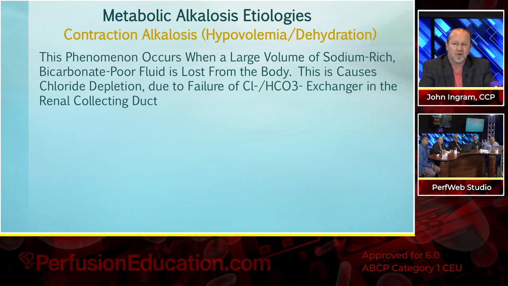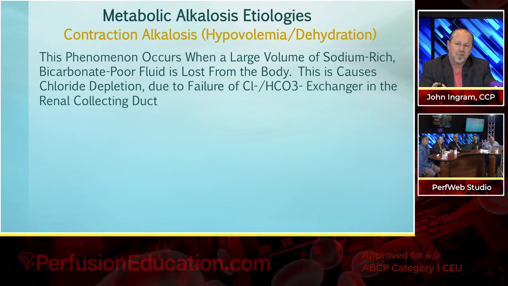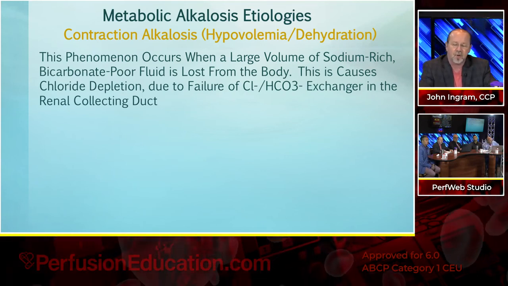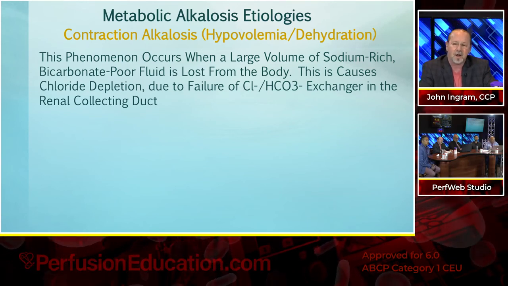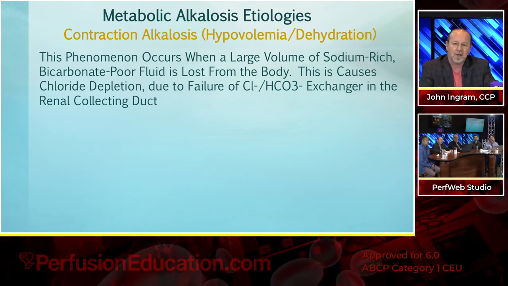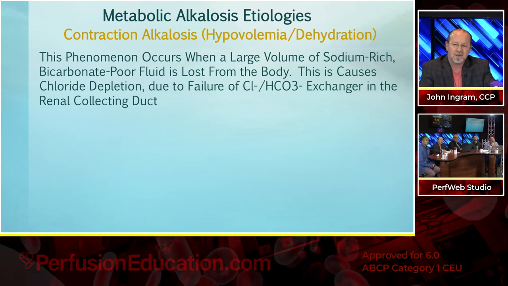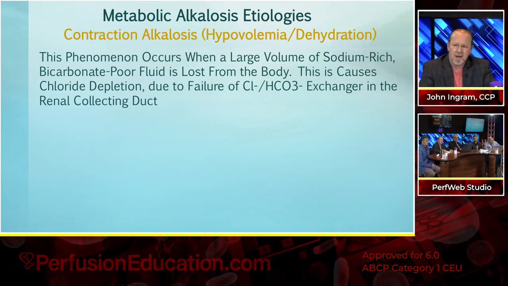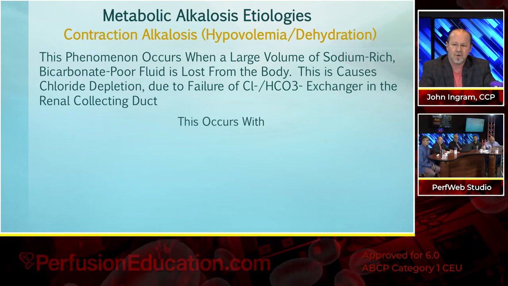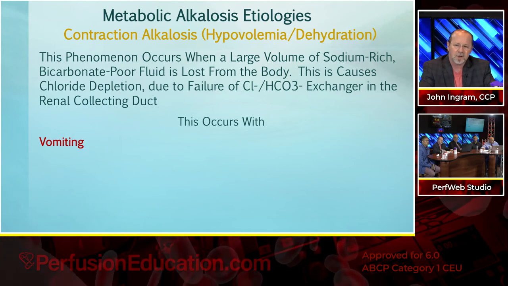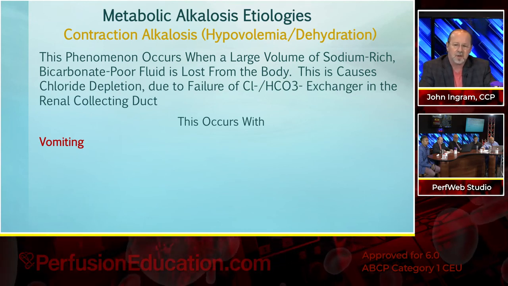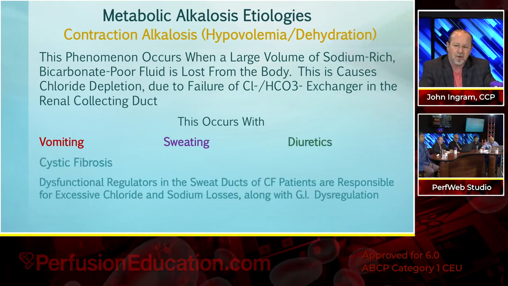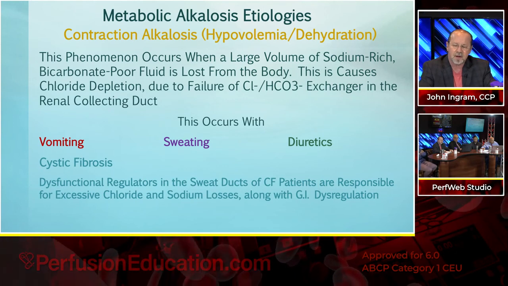This phenomenon basically occurs when you lose a large volume of sodium-rich but bicarbonate-poor fluid. It causes chloride depletion. And what this does, there's a chloride-bicarbonate exchange in the renal collecting duct, and this causes that collecting duct to fail and dysregulate. So you end up retaining far more bicarbonate than you normally would. So your contraction alkalosis or hypovolemia occurs with vomiting, sweating, diuretics, cystic fibrosis, and I put the note here because people scratch their heads at that.